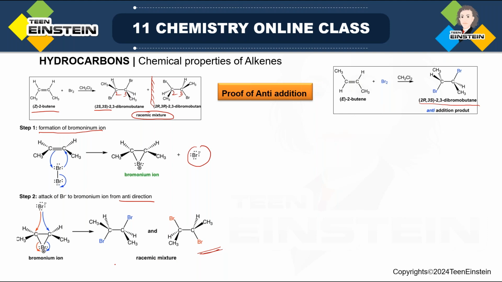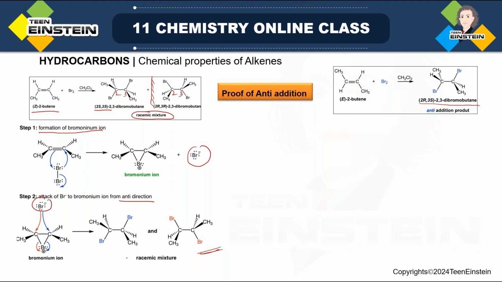And if it is attacking at the blue, because the chance of addition of Br to both sides is equal, both sides being the same, both these products will be generated in equal amounts and you will get a racemic mixture. So if you consider optical rotation, it will cancel out because they are a racemic mixture.